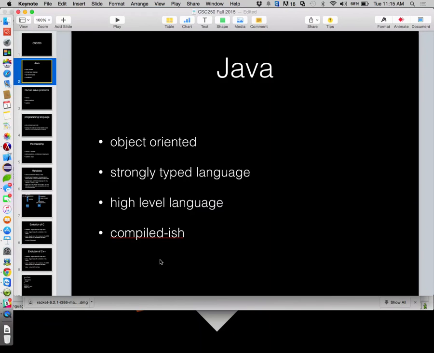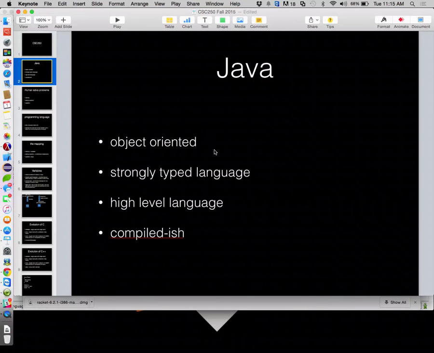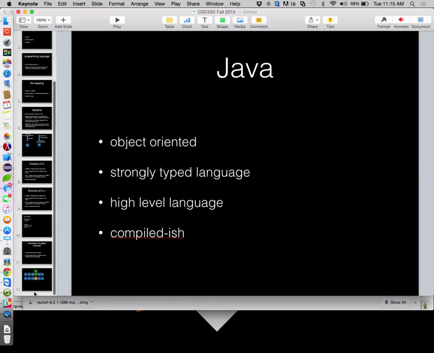All right. So, in any case, filling out our thing here with Java. So Java's compiled-ish. Fine. So object-oriented, strongly typed, high-level, compiled-ish programming language. That's what Java is. Okay?